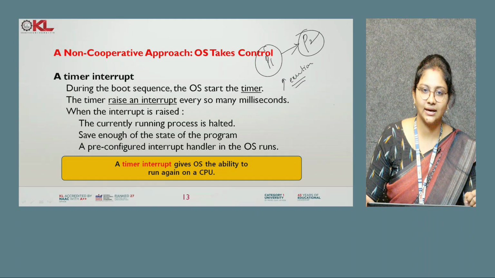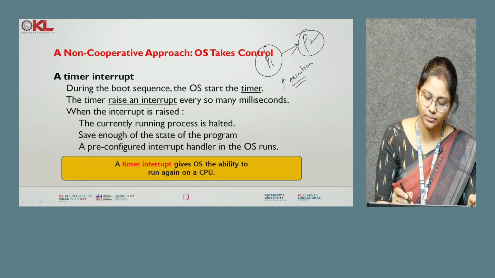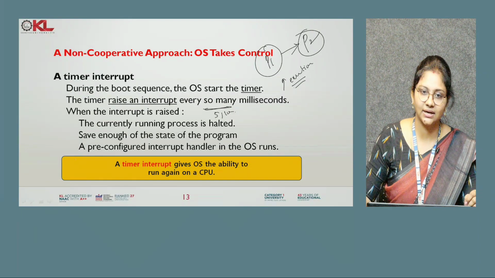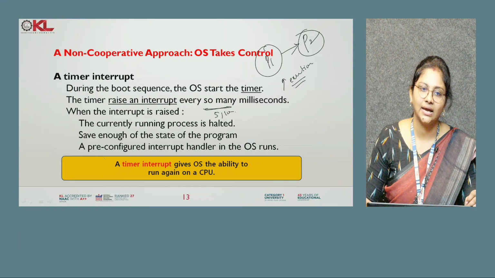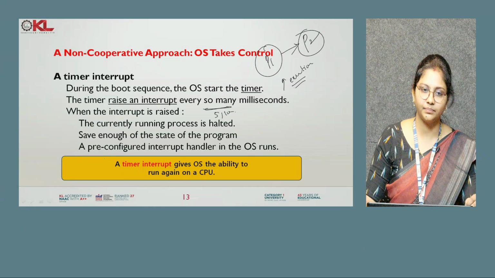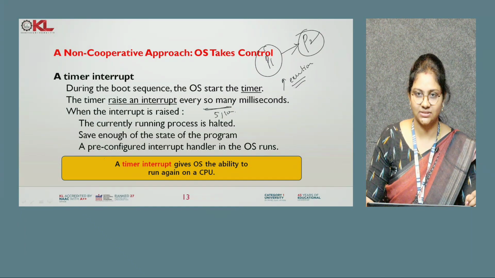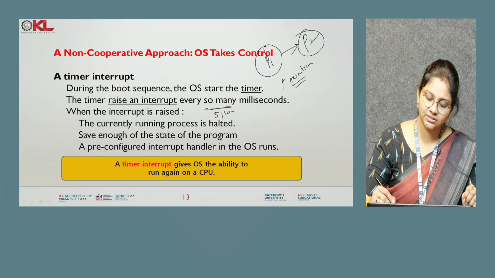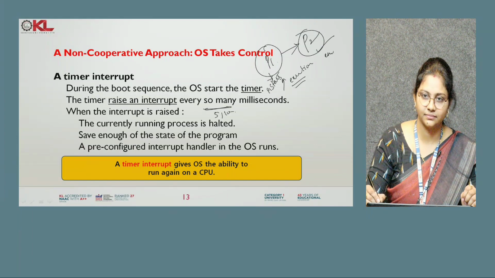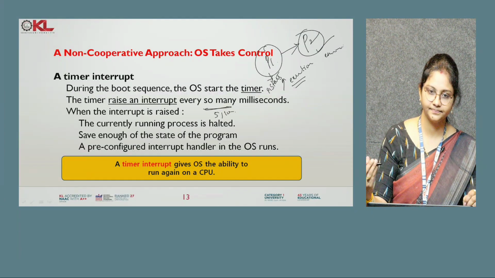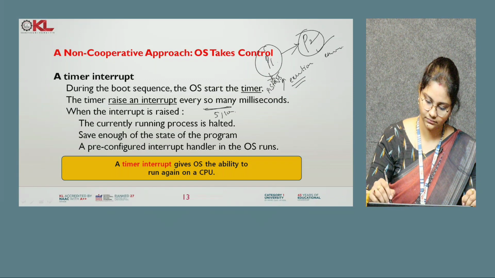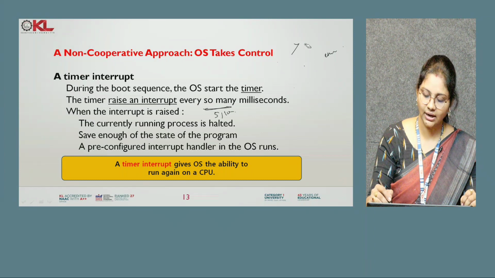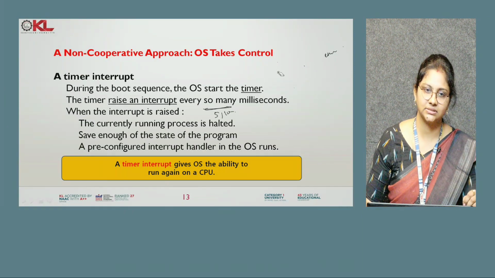The timer raises an interrupt every so many milliseconds, maybe 5 or 10, right? When the interrupt is raised, the currently running process is halted, enough of the state of the program is saved, and a pre-configured interrupt handler in the OS runs, right. So once the interrupt is raised, the P1 status will be saved, and P2 starts execution. Okay. So the timer interrupt gives the OS the ability to run again on the CPU. Okay.